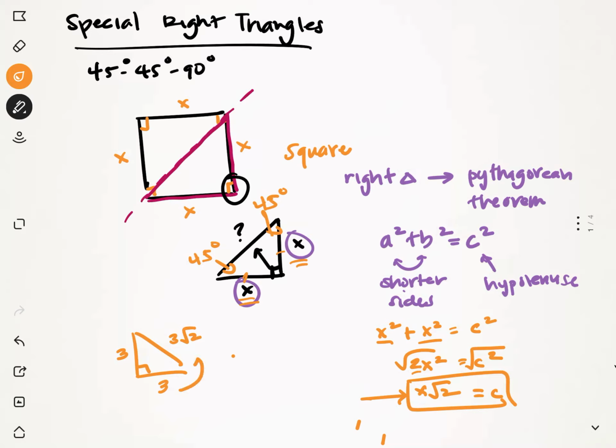So if we're moving from the short side to the hypotenuse, we multiply by radical 2. Now, if we're going to go backwards, from hypotenuse to short, we're just going to go backwards in our thinking. So rather than multiply, we're going to divide. So divide by square root of 2. All right.